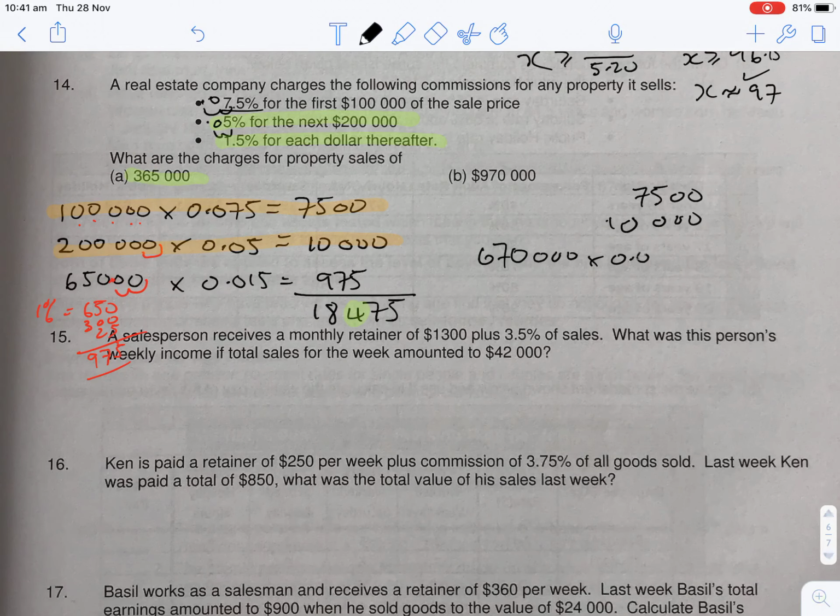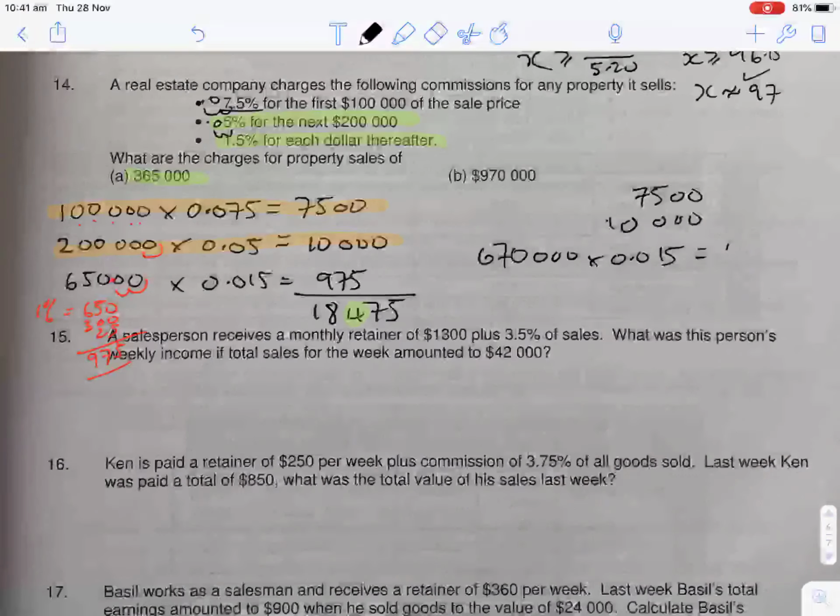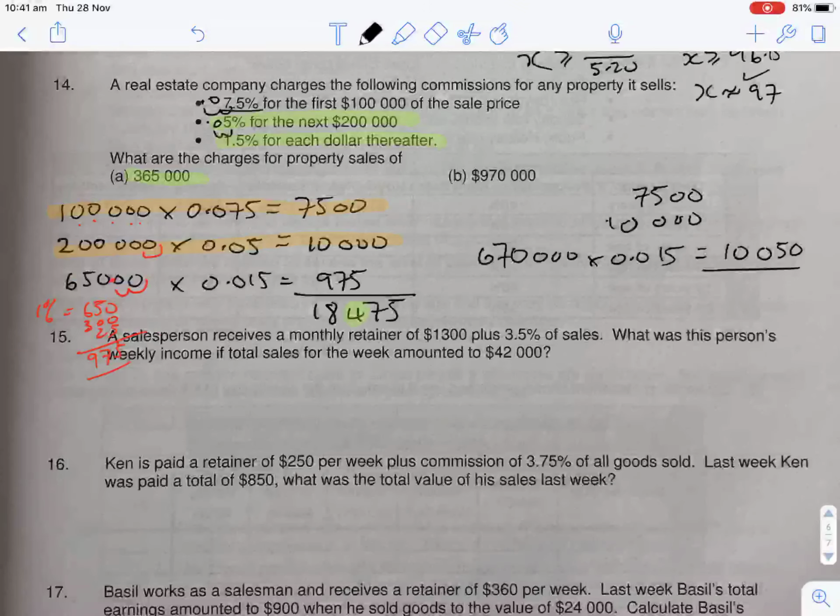670,000 times 0.015. And when you do that, you're going to get, for that last amount, $10,050. So again, you're going to add those three numbers up. So adding all those up, that would give me 27,550. Keep it neat if your mental's not great.